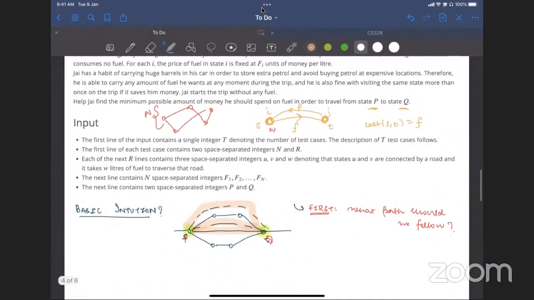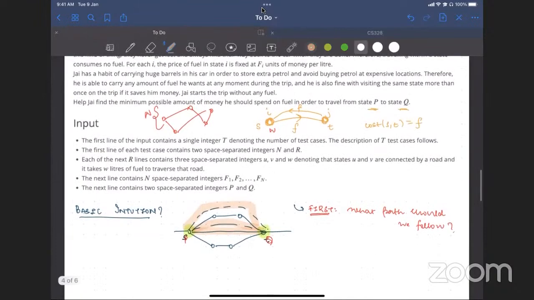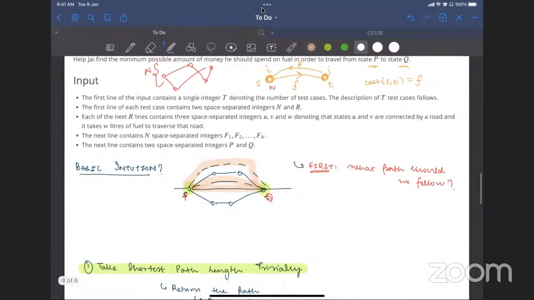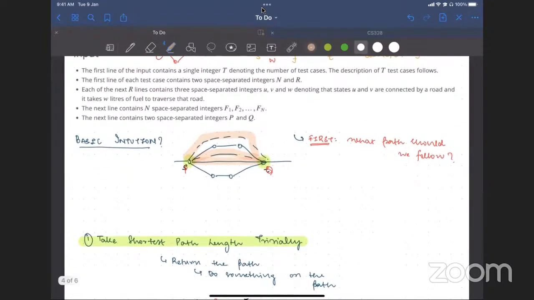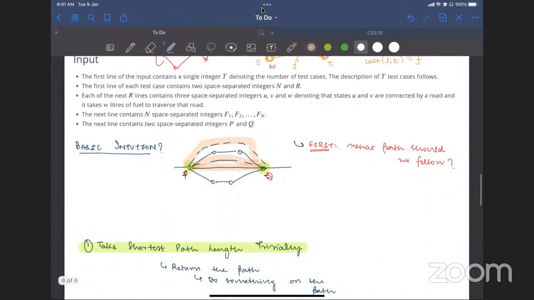Right, so we'll think step by step. The shortest path, I think we have to check. Okay, shortest path, that's a good assumption to begin with. So we can take the shortest path trivially, and once we have the shortest path length, we can do something on the path, because in the question you are asked to return the cost of traversing. You're going from P to Q, and you don't have to output the path. You have to say what is the minimum cost.